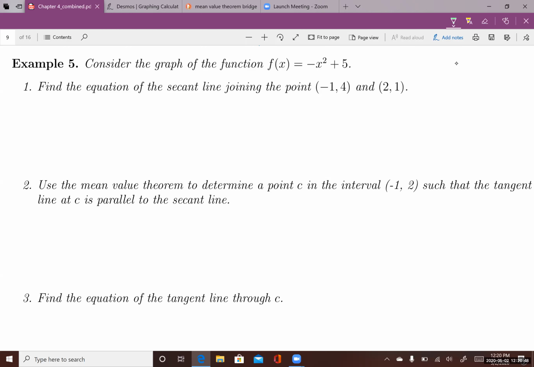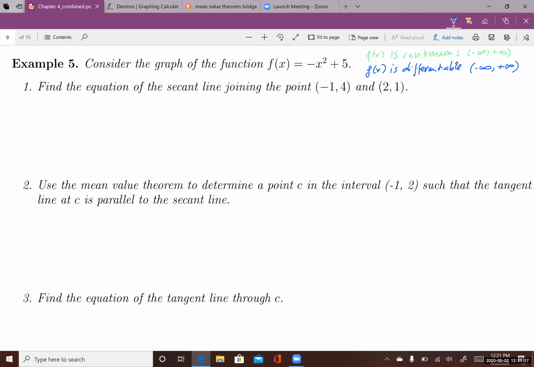So let's write it down. f of x is continuous everywhere from negative infinity to positive infinity, and f of x is differentiable from negative infinity to positive infinity. So the 2 conditions are already satisfied.